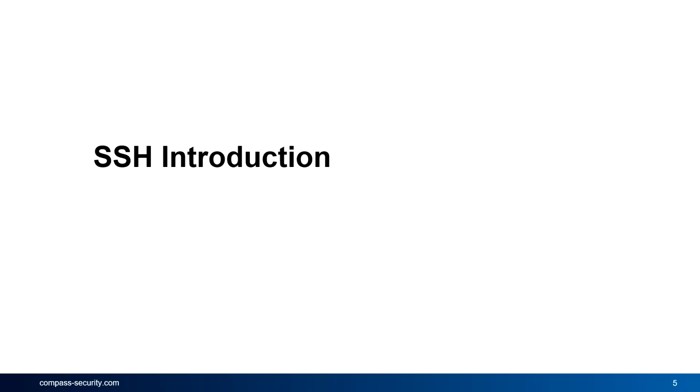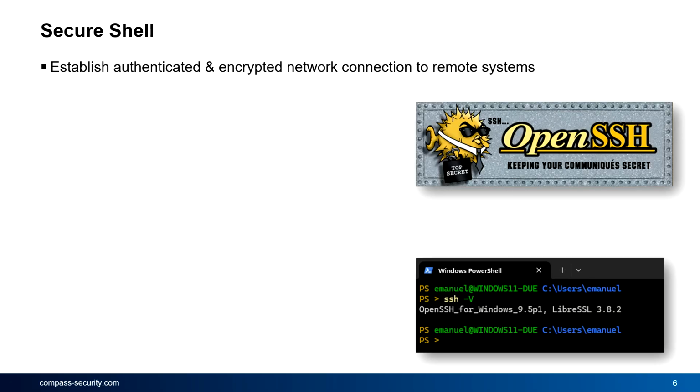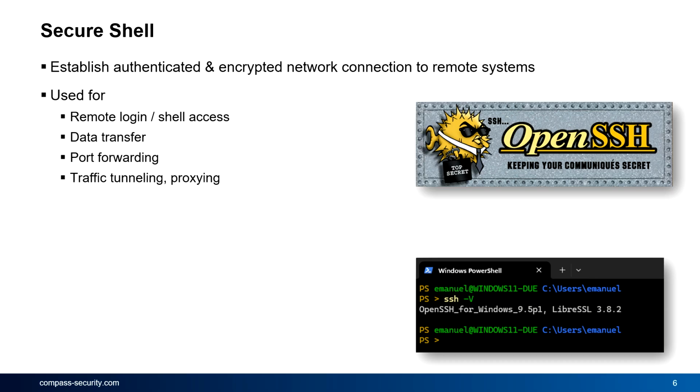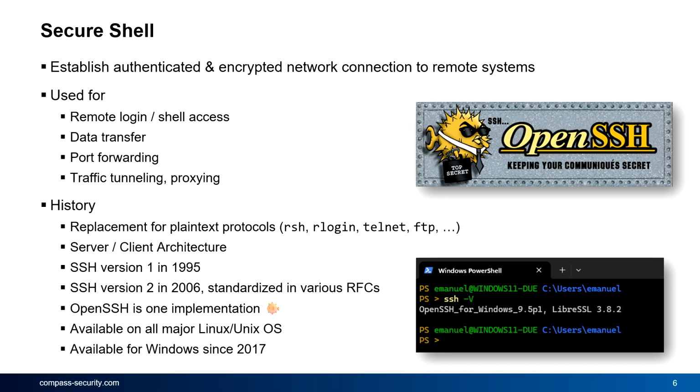First, a short introduction into SSH. SSH is a software you can use to establish an authenticated and encrypted network connection to remote systems in the network. It is primarily used to get a remote login or shell access to a system for administrative tasks. You can use it to transfer data from one system to another, to forward ports, to tunnel traffic, and so on. So there are a lot of features this software provides.